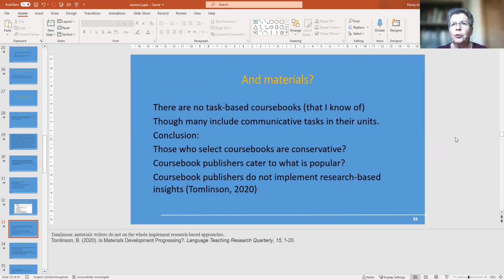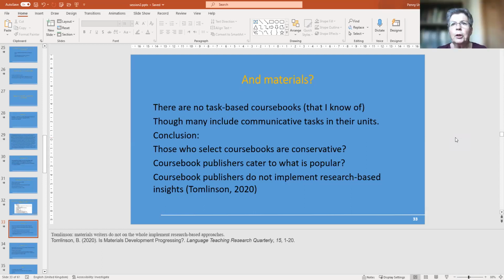There are no task-based courses that I know of. Now, Hugh, do you know of any? I might just not be informed. Is Cutting Edge not task-based learning? The course book by... I'll have a look at that. I have Cutting Edge on. I think Cutting Edge might be. I'll need to check that. Yeah, okay, I'll check that.